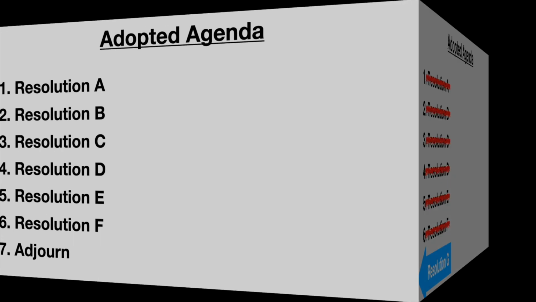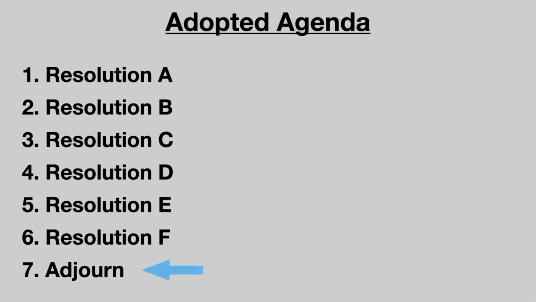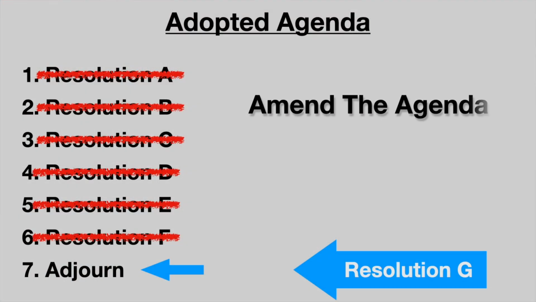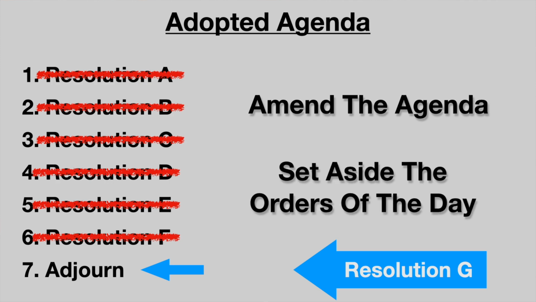On the other hand, if an agenda is adopted with an adjournment listed at the end, which is quite common, then once all the other items on the agenda have been handled, it would not be in order to introduce a new item of business, since by adopting the agenda, the Assembly has set adjournment as the order of the day that follows item number 6, to use our example here. In this situation, for new business to be introduced, the Assembly would have to either amend the agenda or set aside the orders of the day.